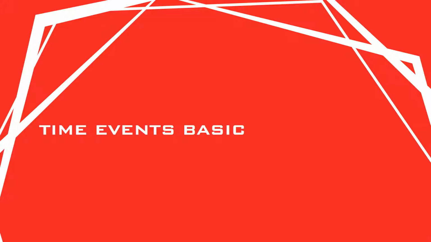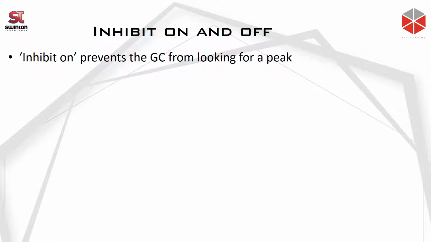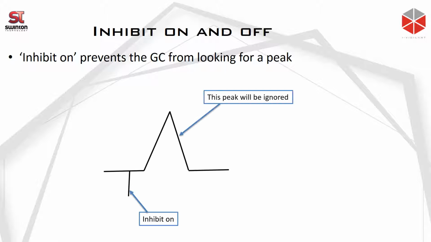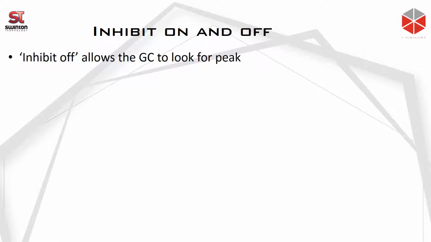So the next one that we go through is the time events. We're going to talk about the time events that are happening in the GC itself. The first one is inhibit on and off. Inhibit on prevents the GC from looking for a peak. So if we see a peak here, and we put the inhibit on before the peak, this particular peak will be ignored. And inhibit off allows the GC to look for a peak.